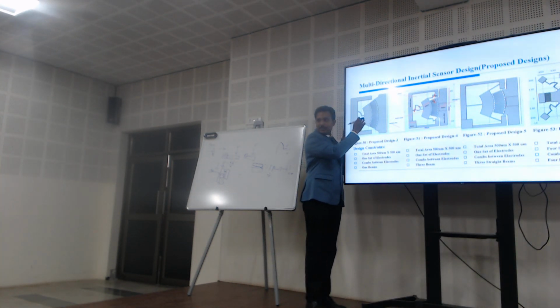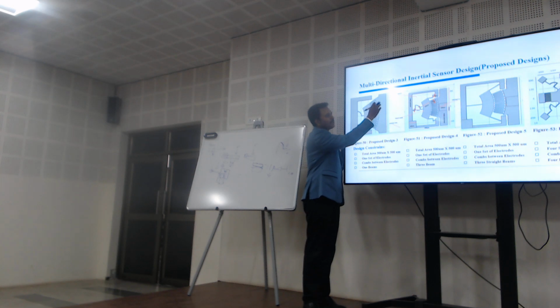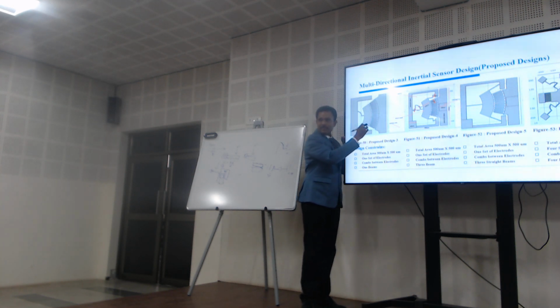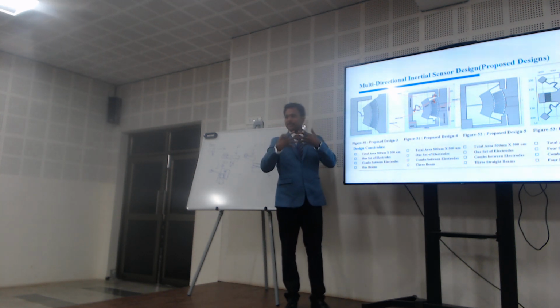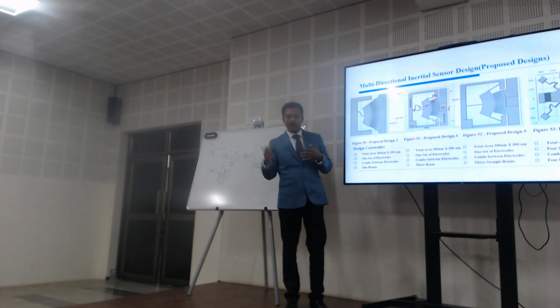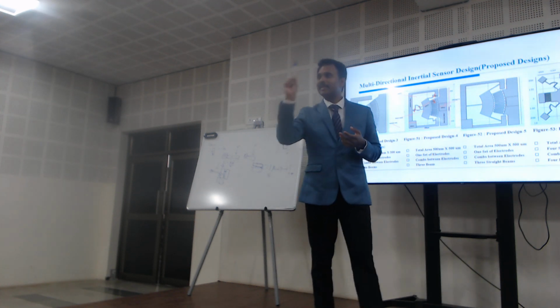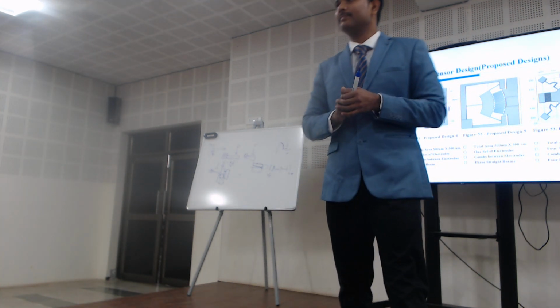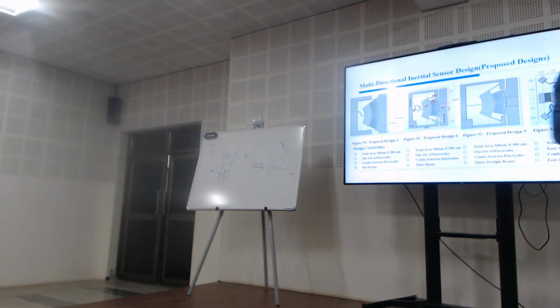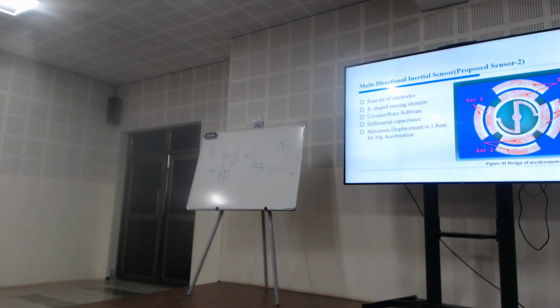This is a suspension beam. This is fixed. This is my proof mass. I am applying force on that, and it is able to move. This is the change of capacitance I can get from the comb structure. And one more important thing: in the previous design I didn't keep combs. We are not having any comb structure, only parallel plates.